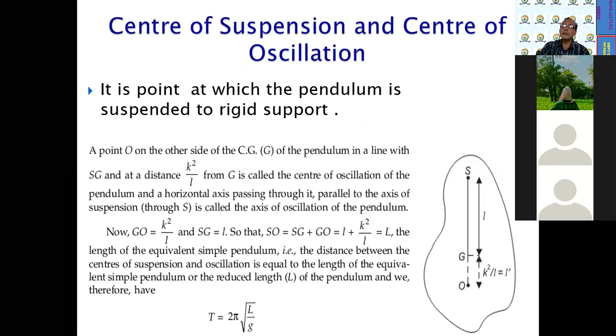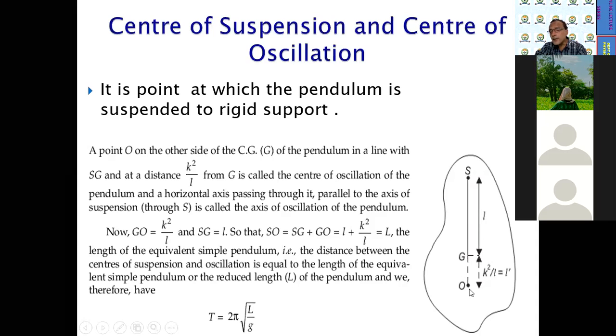Now you have seen that the pendulum is suspended at one point. That point is called the center of suspension. Now in between, there is one point on the body itself at which the whole mass is concentrated. That is called the center of gravity. Am I correct? The distance between the center of gravity and the center of suspension is called the length of the pendulum.